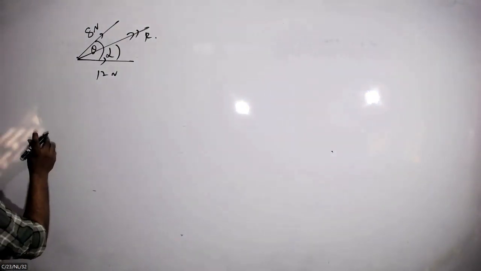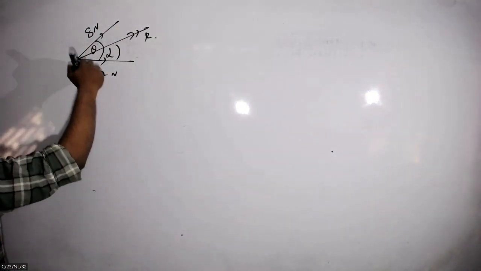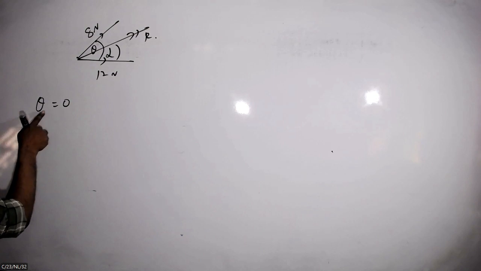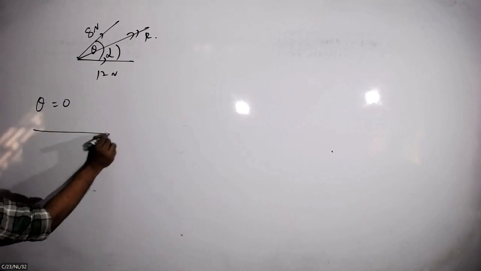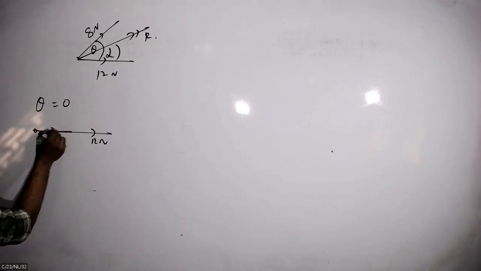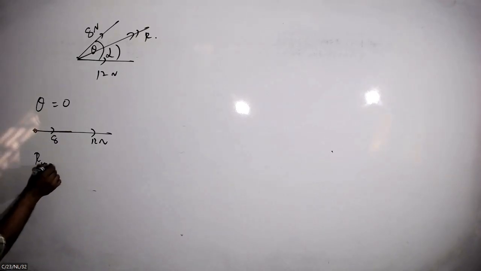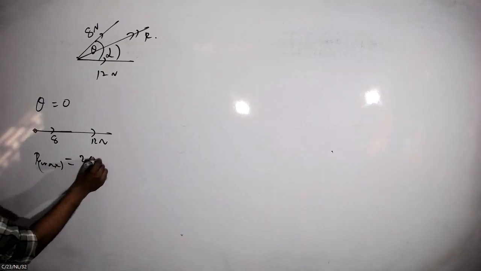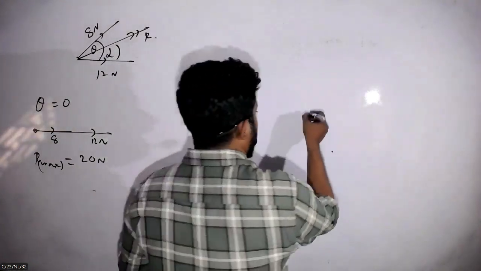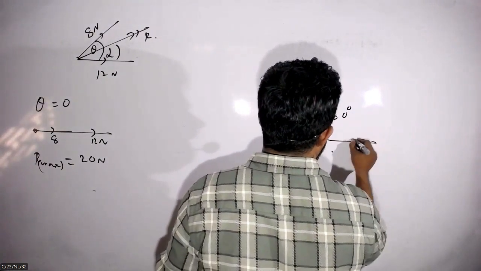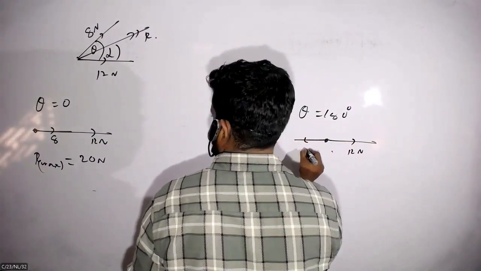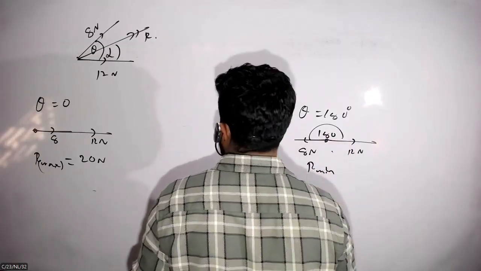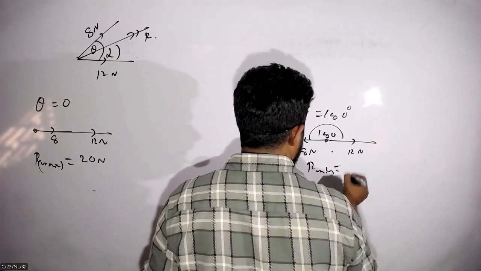First, you need to identify what is the maximum resultant that can be produced by the two vectors. Do you remember? When the angle between the two vectors is 0, that is when the two vectors are acting in parallel, in the same direction, they can produce the maximum resultant. R max is equal to 8 plus 12, 20 Newton. When the angle between them is 180, that is when they are acting in opposite directions, then the resultant is minimum. And this minimum resultant should be equal to the difference between the two vectors.